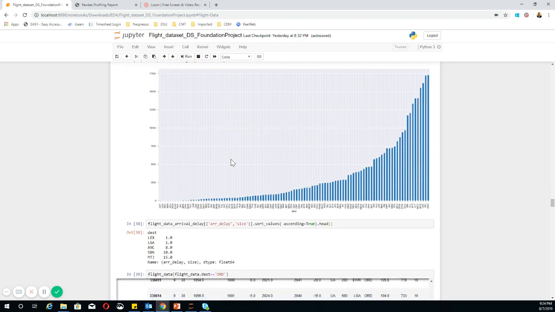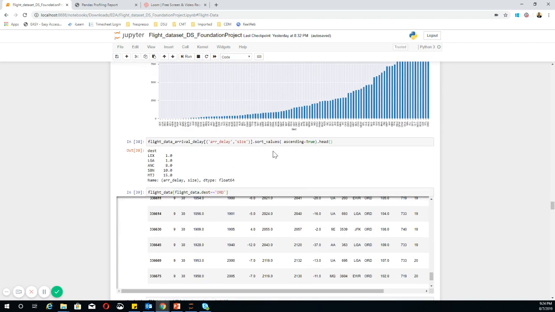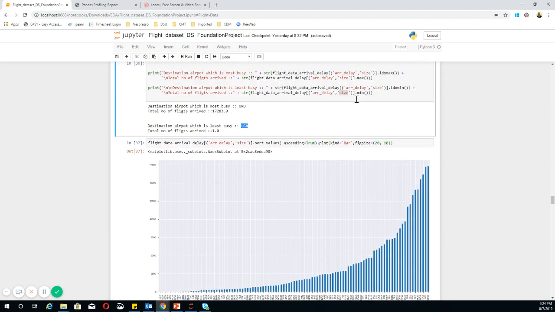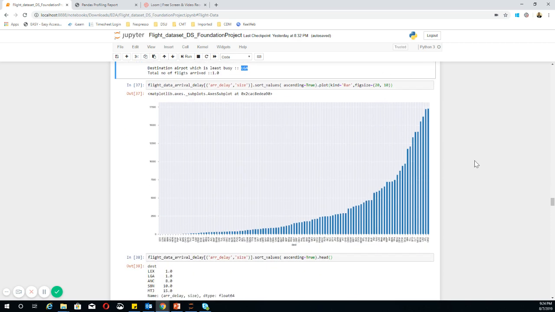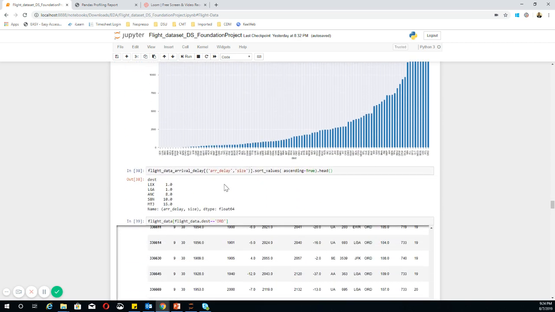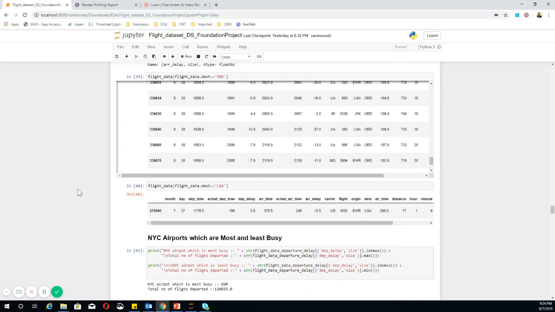There is only one. But there is one flaw with the max function. The minimum and maximum functions only return the last value, so we are getting LGA as the output. But if you look at the header, we can see both LEX and LGA have the value one. So the least busy are LEX and LGA airports when it comes to arrivals, from the dataset.